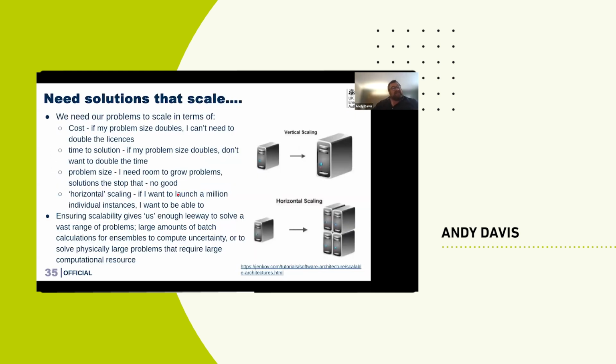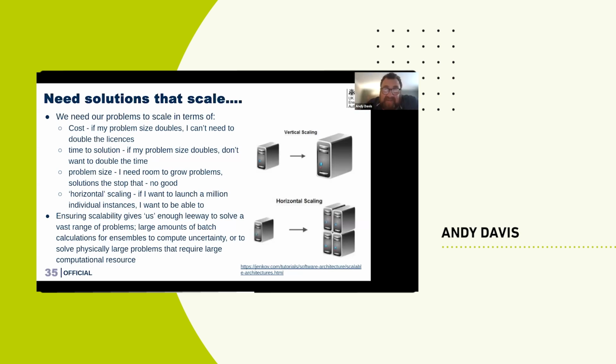Therefore, we need some solutions at scale, right? We can't be bound by cost. If my problem size doubles, I can't pay double the license cost. If my simulation size increases by a factor of 10, we can't be paying 10 times as much money. If we are bound behind a price barrier, we aren't going to be able to make progress. Nor can we be bound by time to solution. If my problem size doubles, I cannot double my compute time. If my problem size gets bigger, I can't have a barrier in the way. And if I also want to be able to do lots of things at once, which is scaling horizontally, I need to be able to.